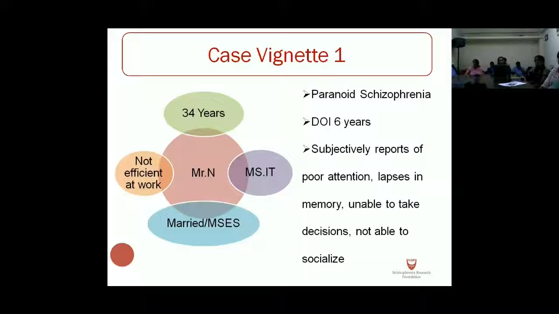So, moving on to the first case, I'm going to talk about Mr. N, who is a 34-year-old male, married, and from a middle socioeconomic status. He has completed his master's in information technology, and he was diagnosed with paranoid schizophrenia and was very regular to staff, with a duration of 6 years of illness. When he was referred to me, he subjectively reported poor attention, lapses in memory, and that he was not able to take any decisions and not able to socialize with people.